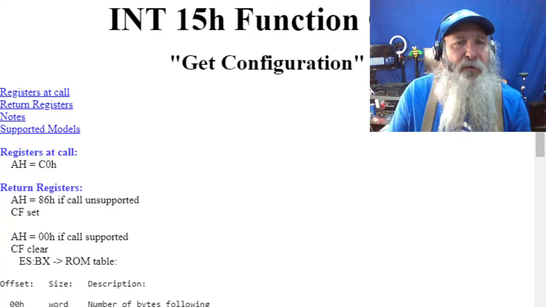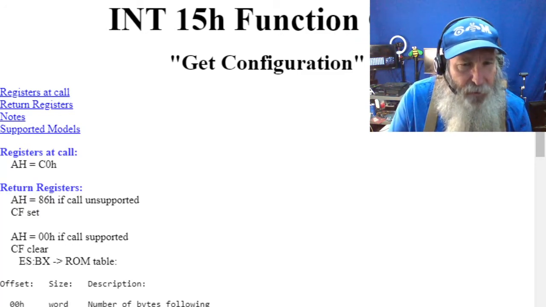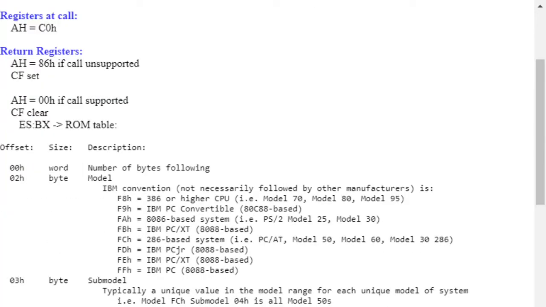Okay, and here's the page that I was referring to that I've set up, and I'll give a link to this in the video description. Let's just look through this a little bit. This is the Int 15h function C0h, normally identified as get configuration. It tells a little bit of the setup of the system.